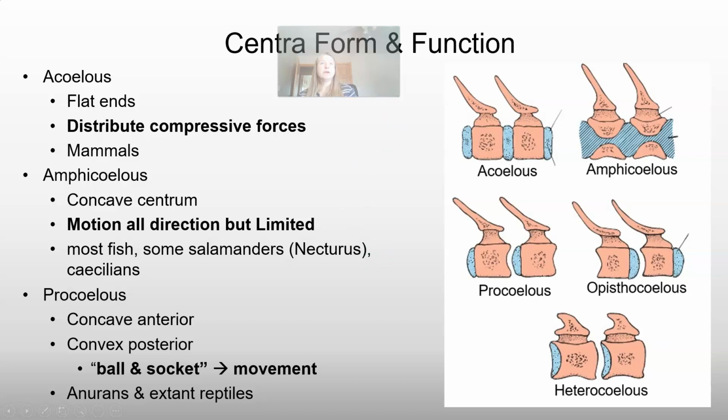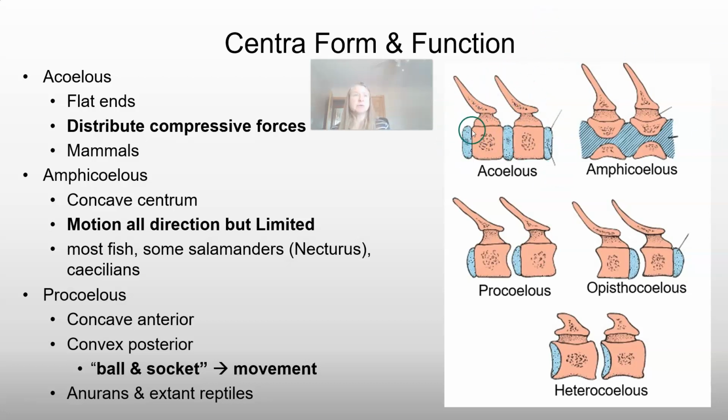All right, so let's think about form and function with the centra, the vertebral body itself. So we're ignoring all the spines and all the processes. We're going to start up here with acoelous vertebrae. Acoelous vertebrae have flat ends. They're very important in distributing compressive forces. And again, if you have looked at vertebrae from humans especially, you're going to notice that this is what we have. So we see acoelous vertebrae in mammals.